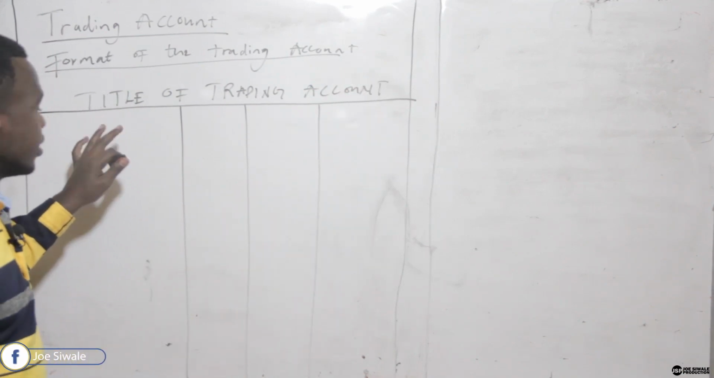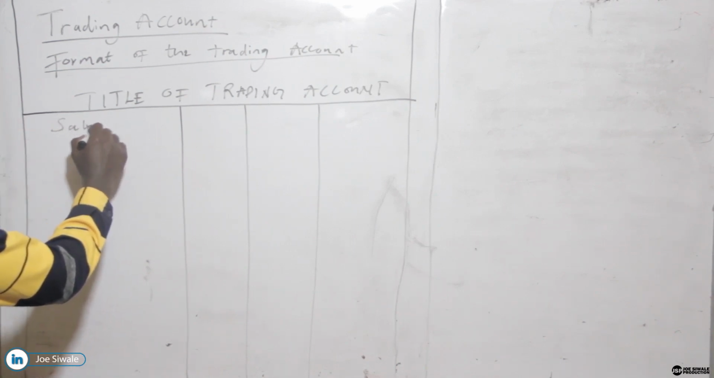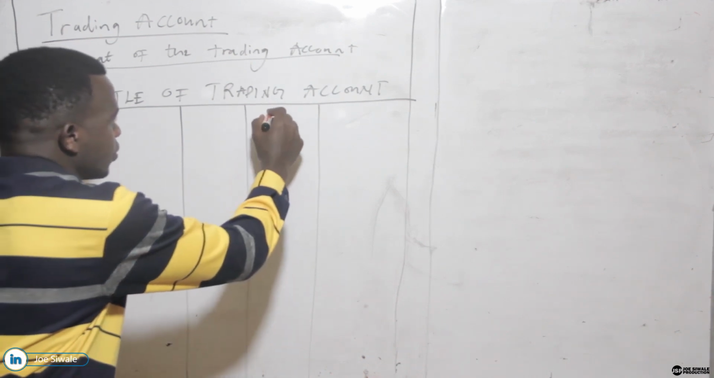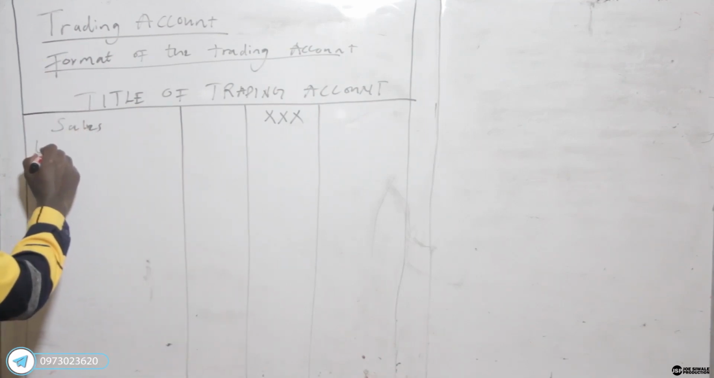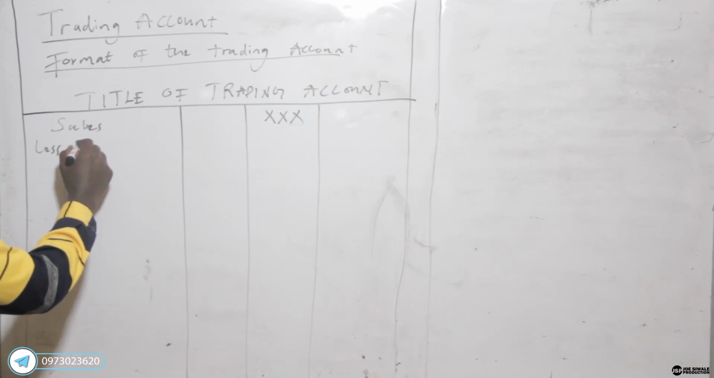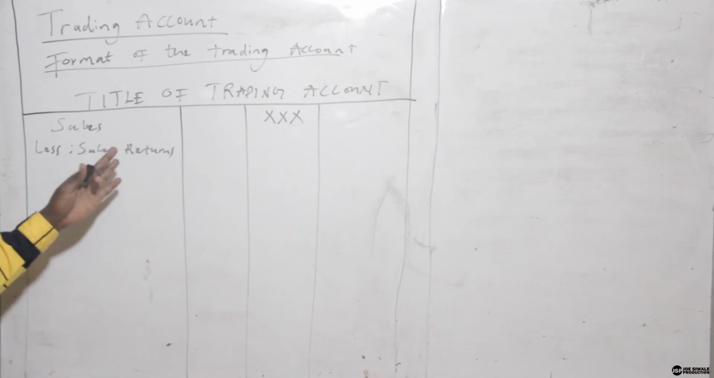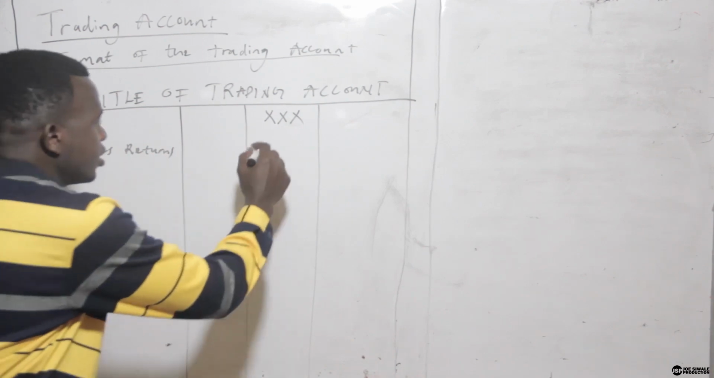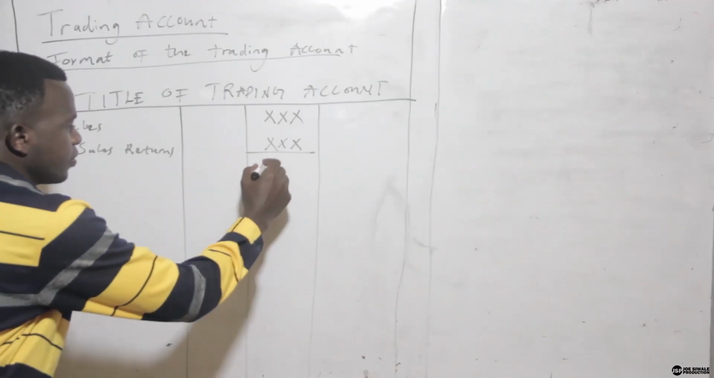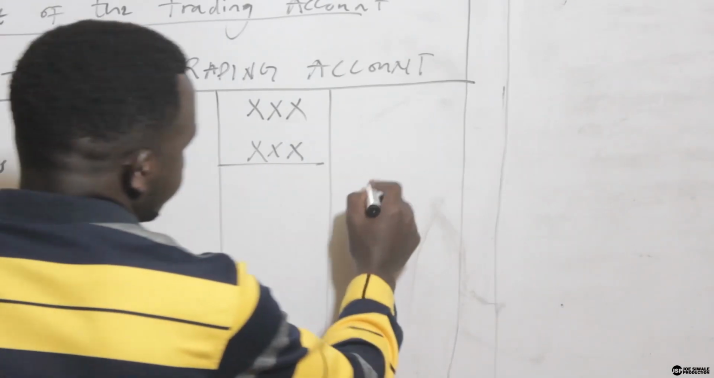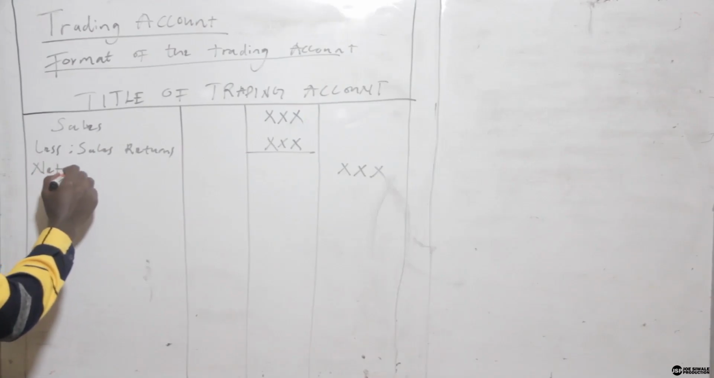And the first item that we record there, we say sales. So we'll put our sales there, and we're going to record them in this column. Then we're going to say less sales returns. And we know that sales returns are also referred to as returns inwards. So we'll put that there. And when we find the difference there, we're going to get this answer. This answer is referred to as net sales or turnover.